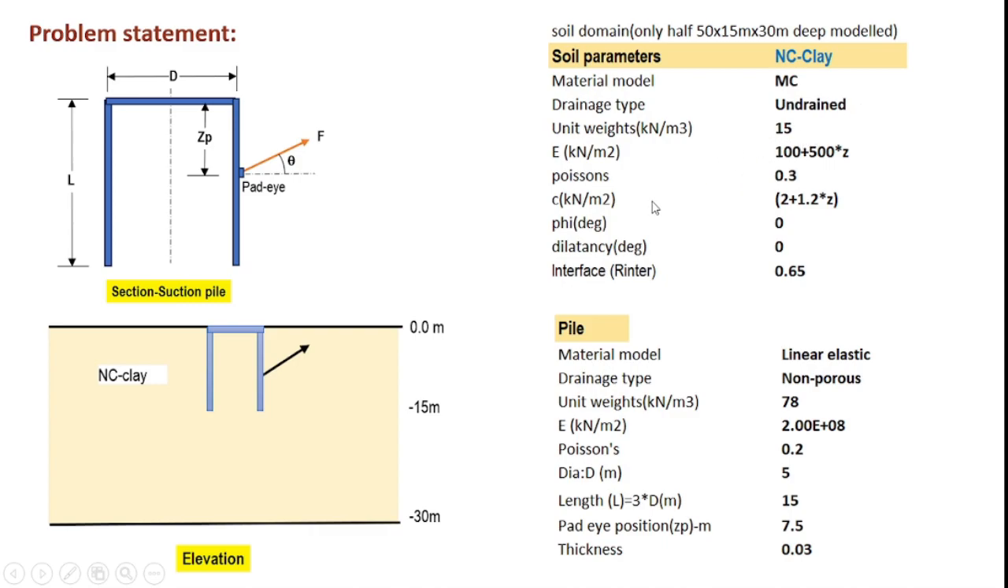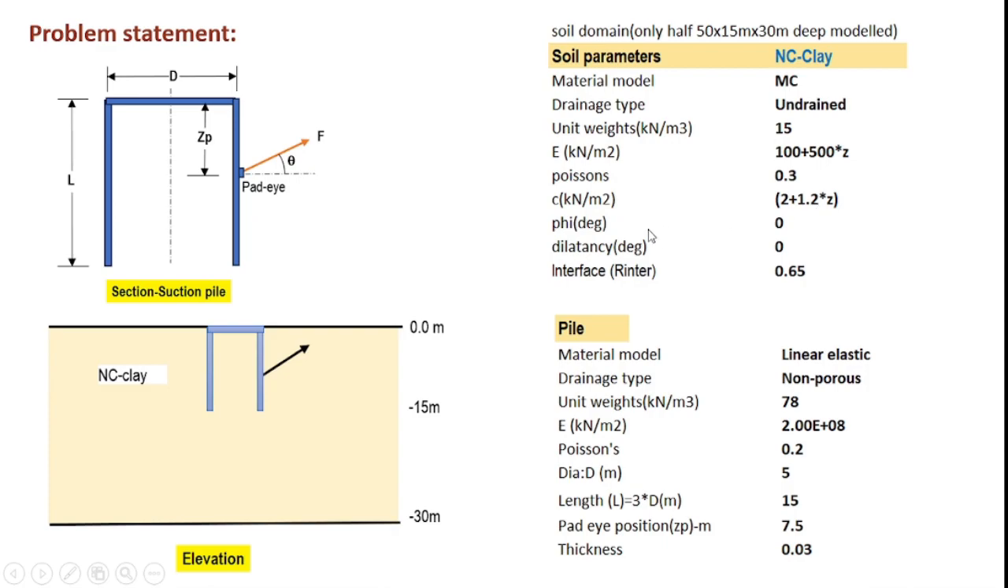So for the tutorial, we assume that both the stiffness modulus as well as the undrained strength vary linearly, with the stiffness modulus equal to 100 kN per meter square at the surface and the undrained shear strength equal to 2 kN per meter square at the surface. And we assume that the increment for the tangent modulus or the stiffness modulus will be 500, and for the undrained shear strength, the increment will be 1.2.